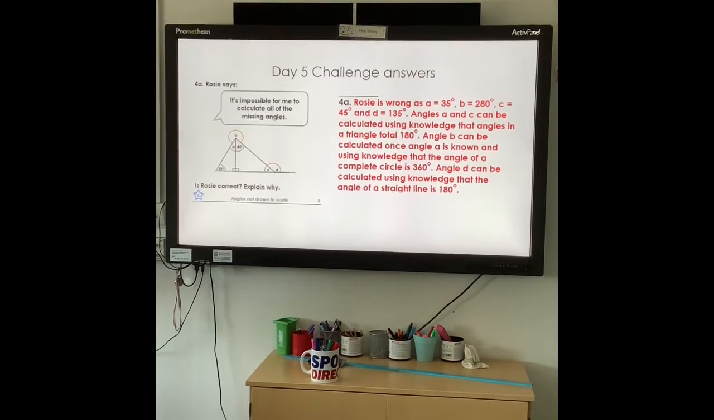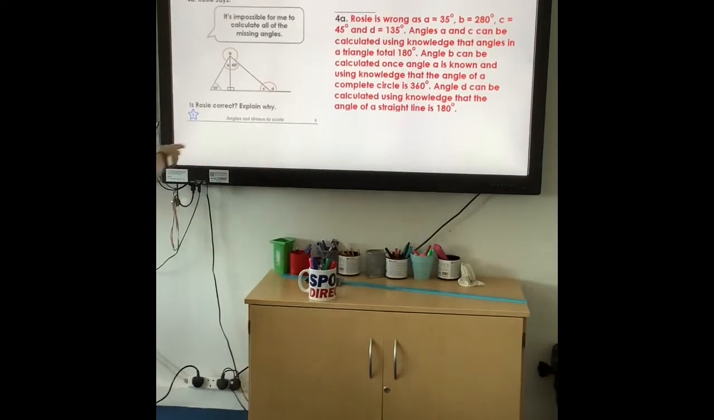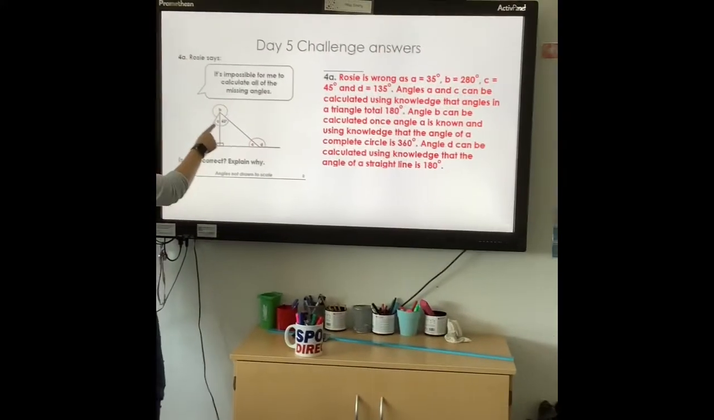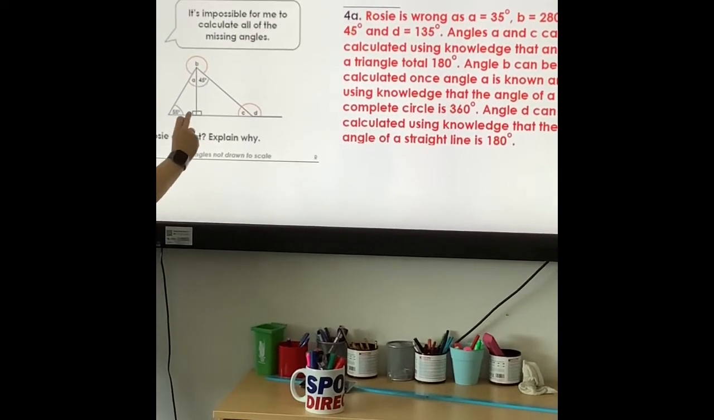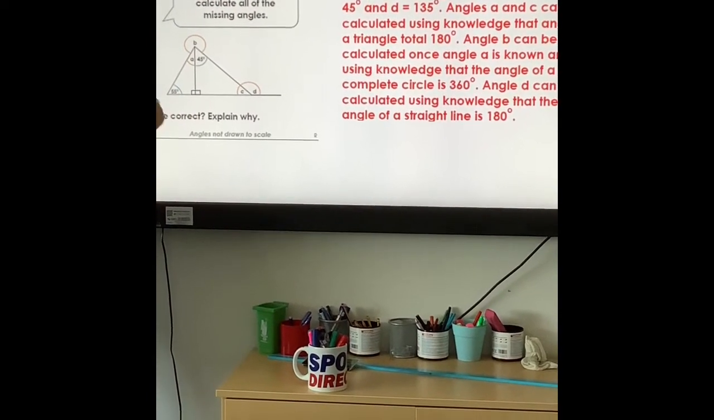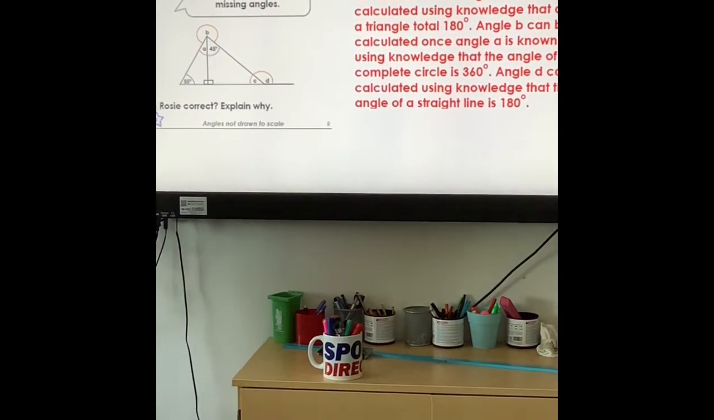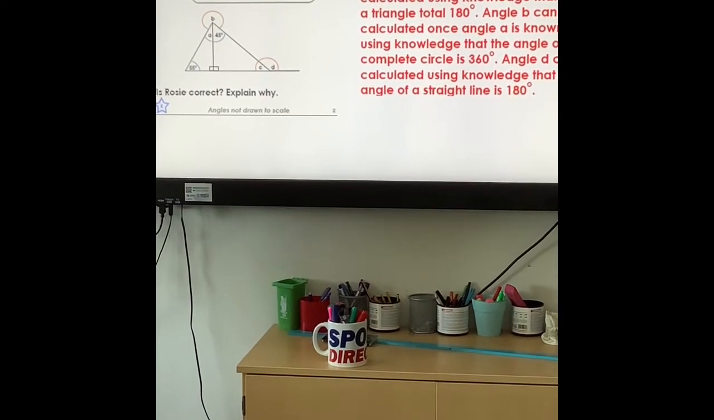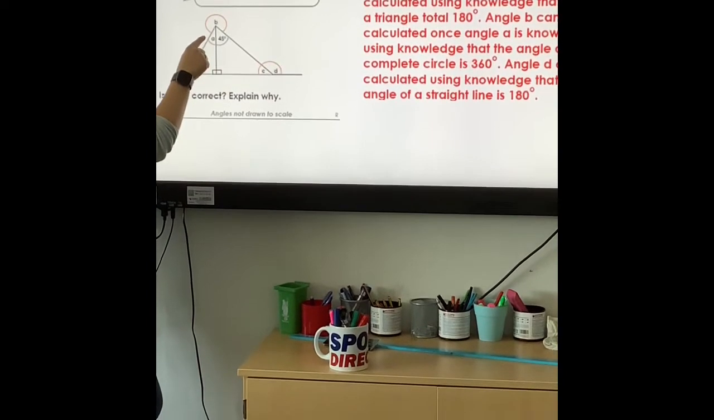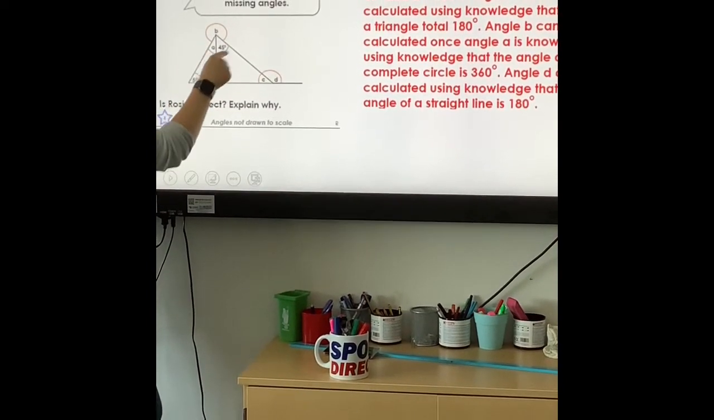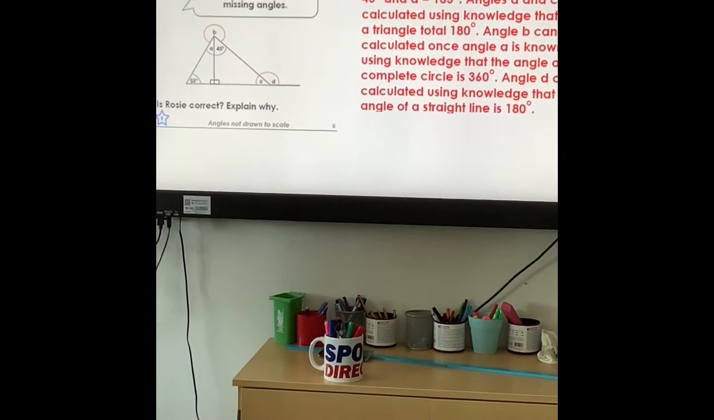Right, hopefully you had a go. So, Rosie's wrong, because A is 35 degrees. Now, we worked that out by knowing that that is 90. If you do 90 and 55 together and take it away from 180, you will get 35 degrees. Angle B is 280 degrees. Now we've worked out that this one's 35. If we add that to our 45 and take it away from 360, it gives us 280.